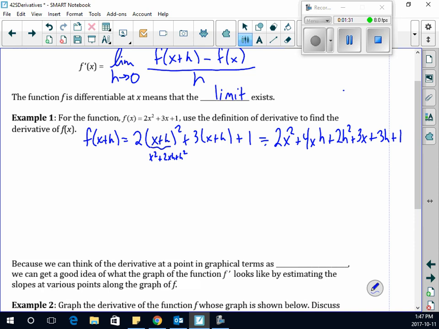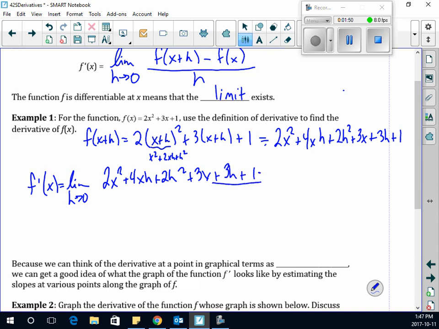I don't think I can combine anything. But when I get it into the limit, f prime of x is equal to the limit as h goes to 0 of that big conglomerate, and then subtract. When I subtract this, can I just switch all these signs so that I don't have to write it again? So 2x squared minus 3x minus 1 all over h.